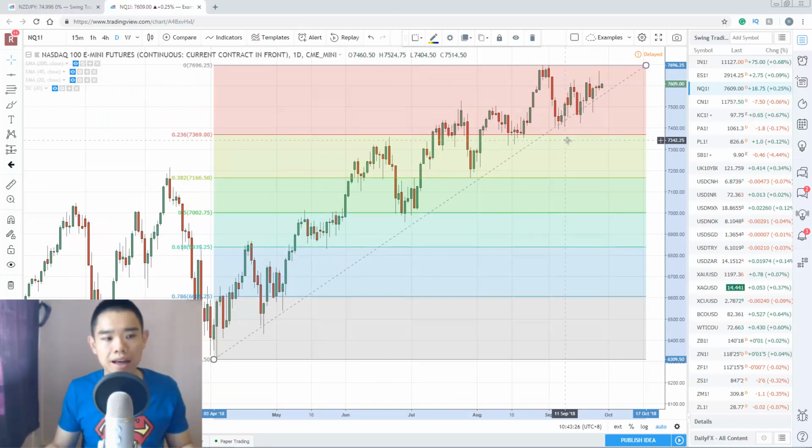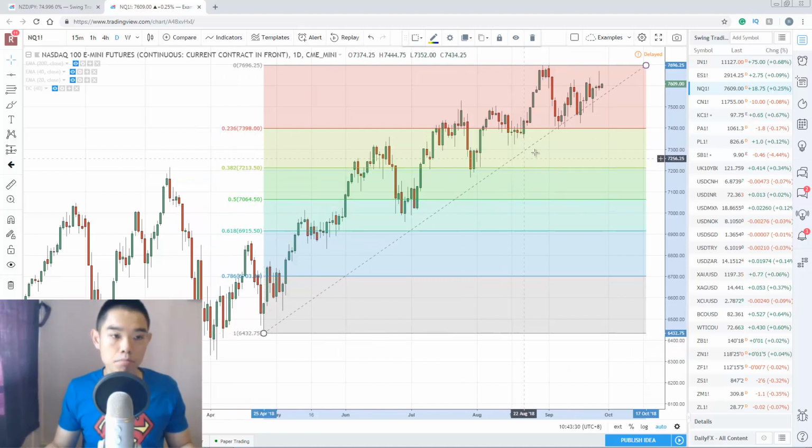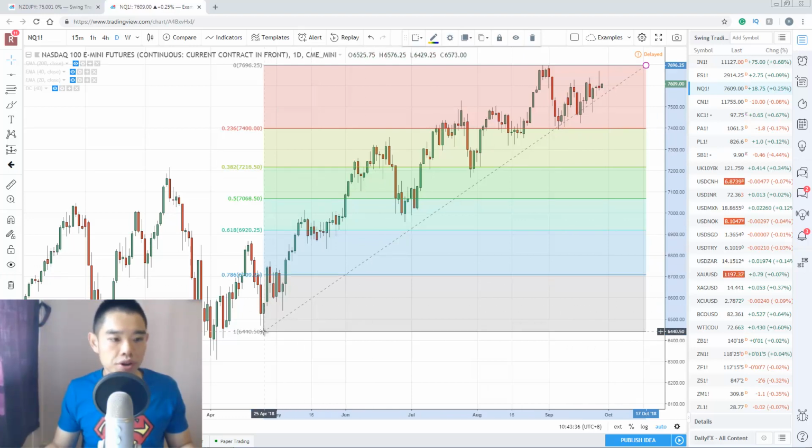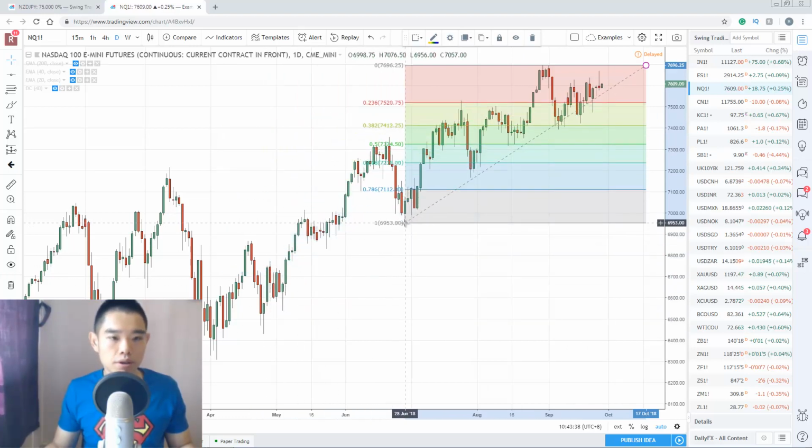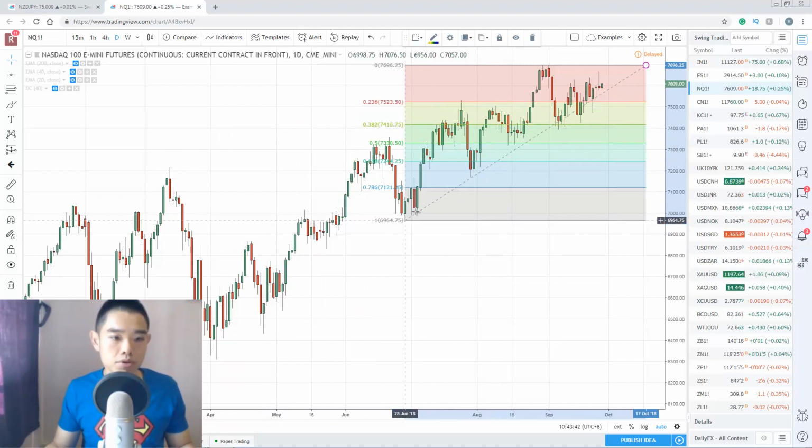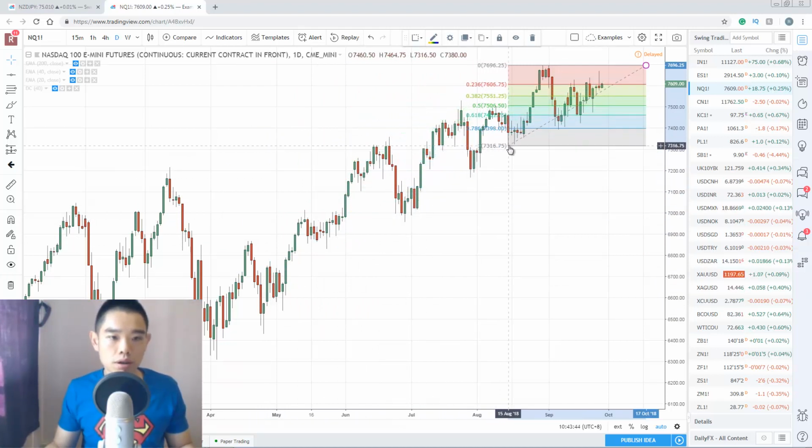At this point, again, nothing. At this point, boom. The market bounced off the 236 level. Or if you want it to retrace deeper, just draw it up higher. Boom, the market retraced to 382. If you want a deeper retracement, draw it up from a higher swing low.